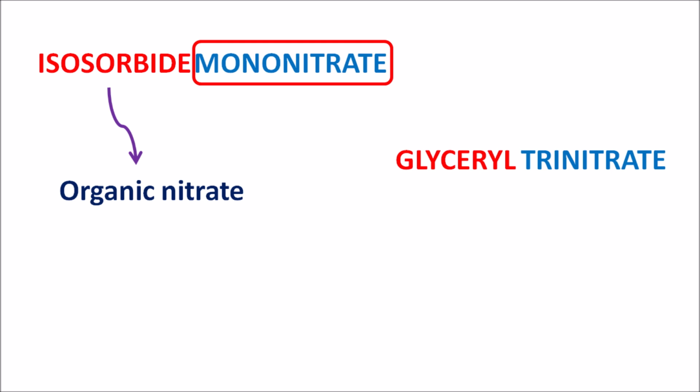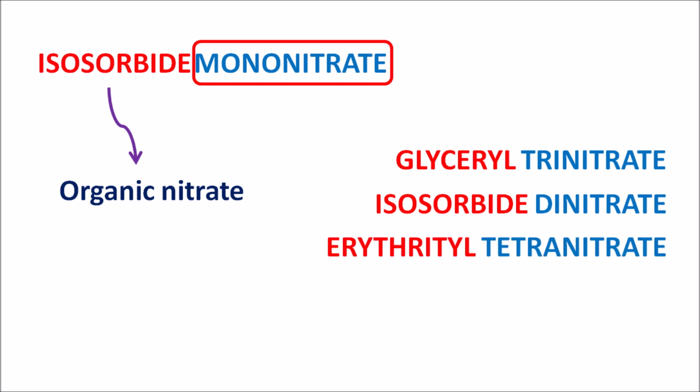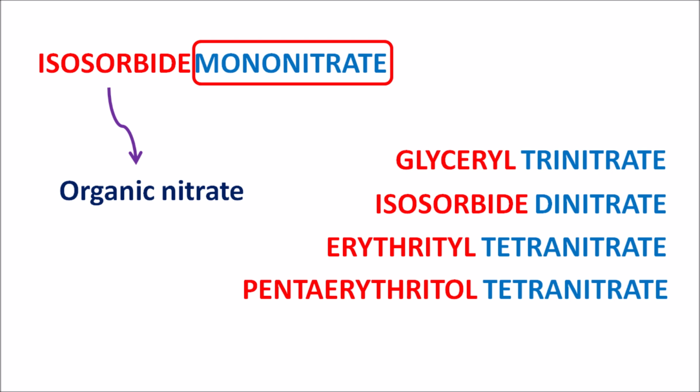Similarly, we have other organic nitrates such as isosorbide dinitrate, erythritol tetranitrate, and pentaerythritol tetranitrate. All these drugs are organic nitrates with different numbers of nitro groups attached to an organic chain. And here isosorbide mononitrate is one of the well-known drugs for the chronic treatment of angina, and this drug is commonly known as ISMN. This isosorbide mononitrate is the active metabolite of isosorbide dinitrate, and this is the active metabolite which is useful in the treatment of angina.